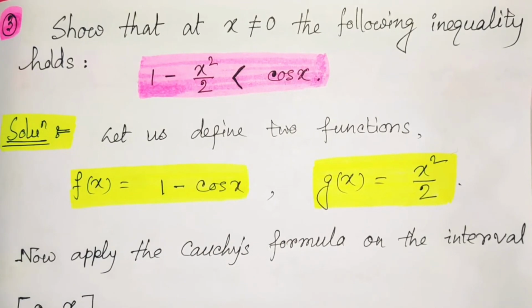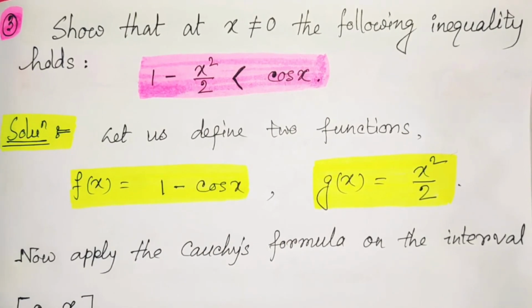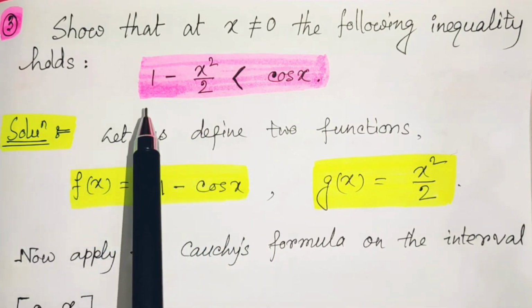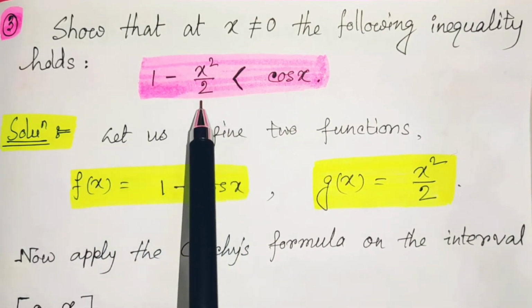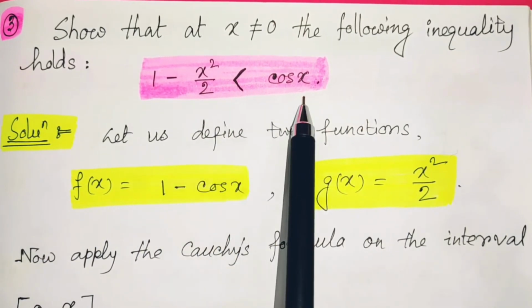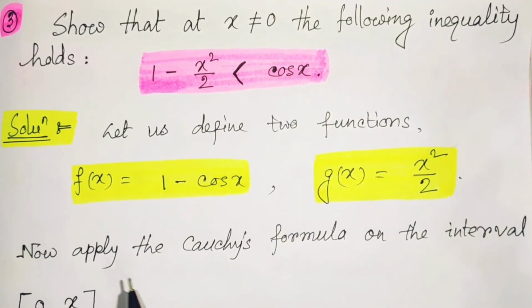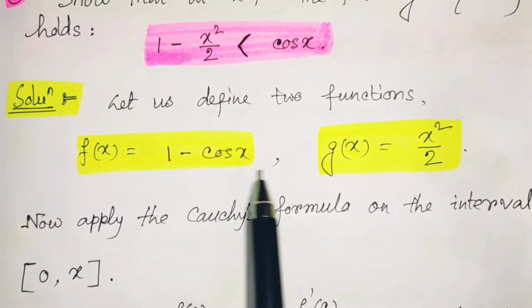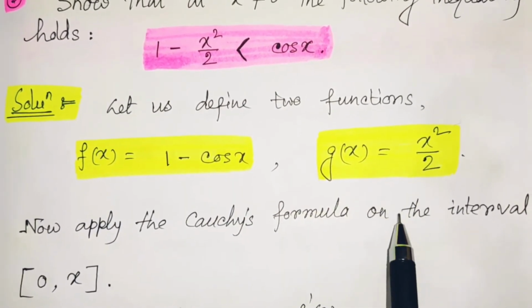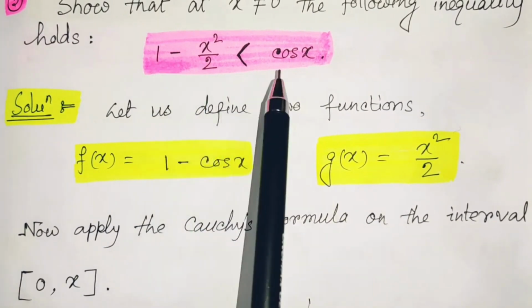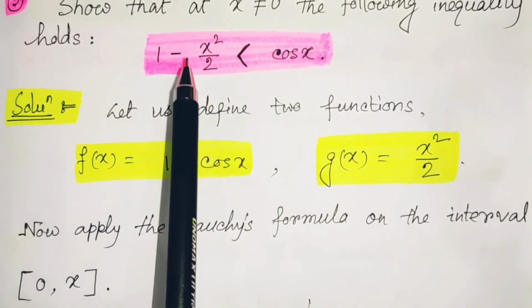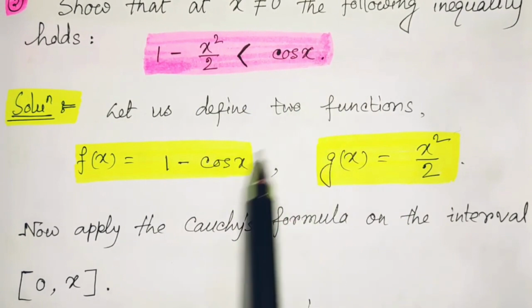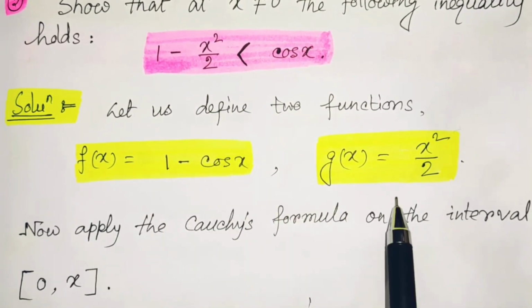Here is one more example: at x not equal to 0, the following inequality holds. The inequality is 1 minus x square by 2 less than cos x. So what to do? Again here we construct two functions. Let one function f(x) be 1 minus cos x and another one g(x) be equal to x square by 2. We take this as f(x) and this as g(x).